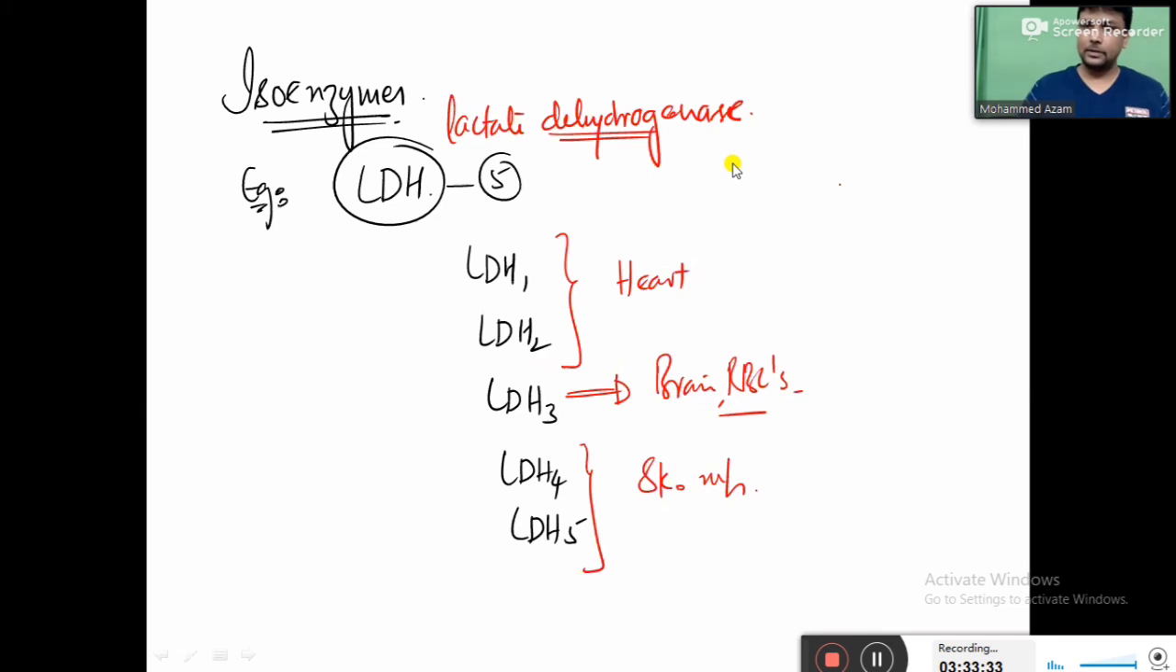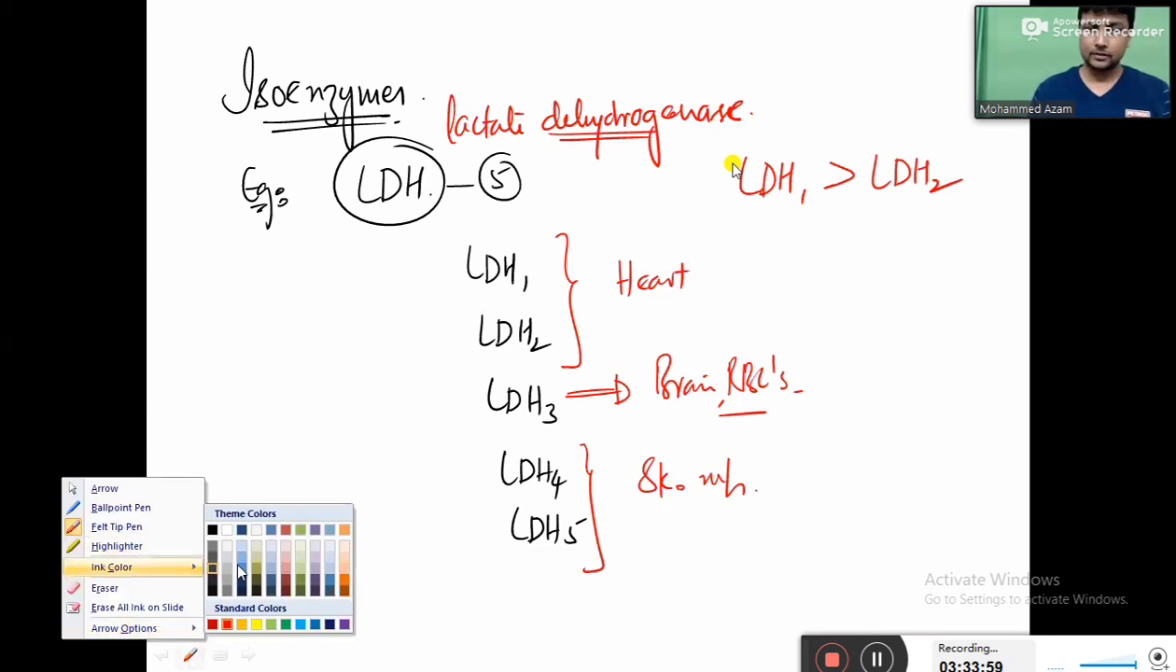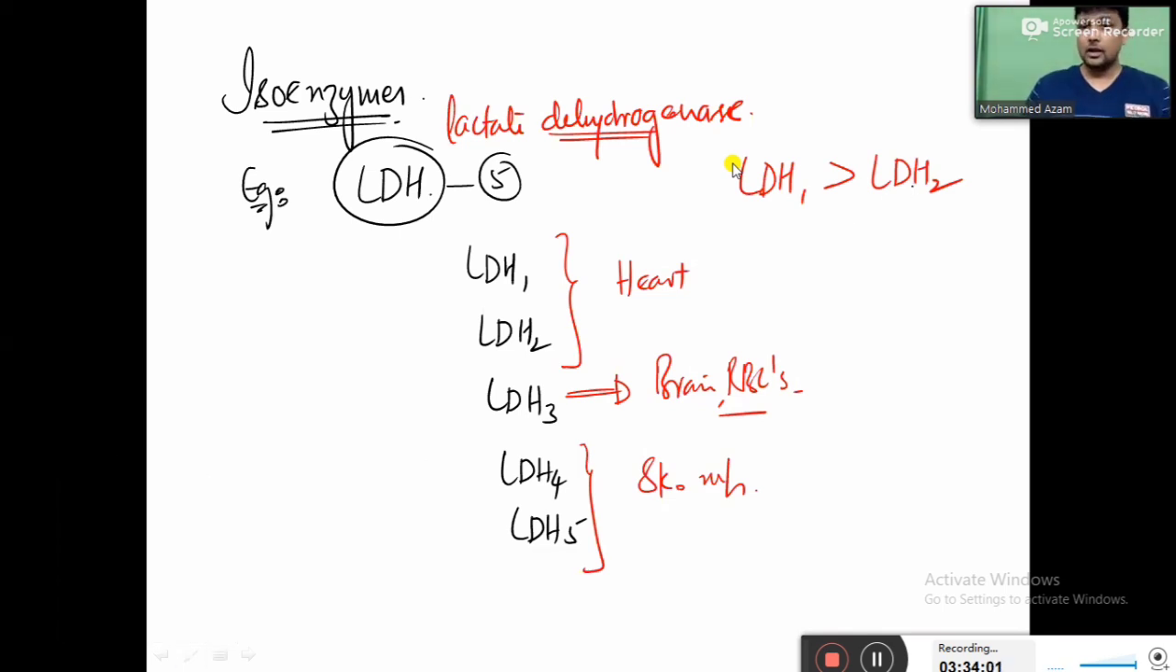Guys, in normal people like you and me, LDH1 will be more when compared to LDH2. If you do a test right now in your body and my body, this will be found. Suppose a person gets a heart attack, myocardial infarction. What will happen? Suddenly it will flip. In MI, what is going to happen, guys? LDH2 will be more, guys.